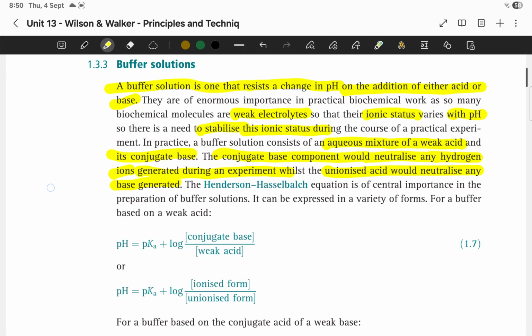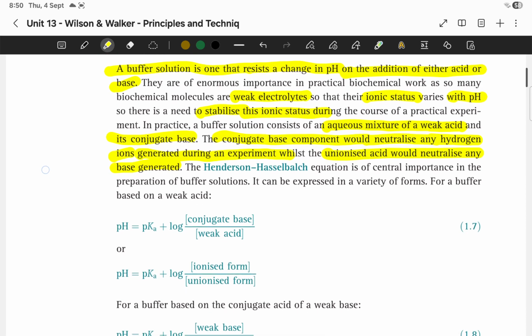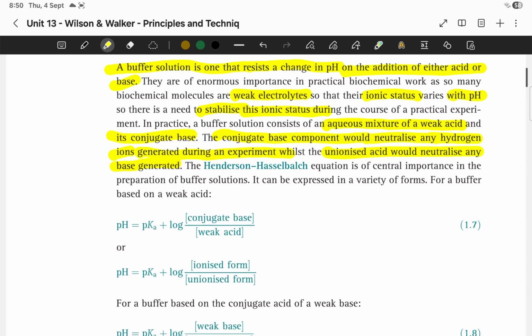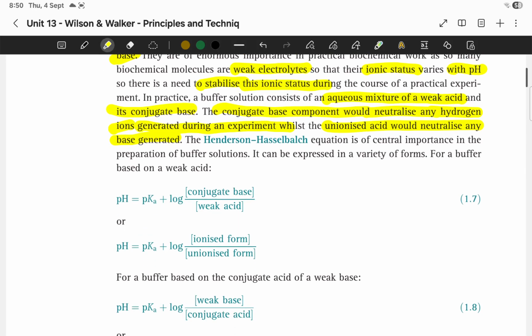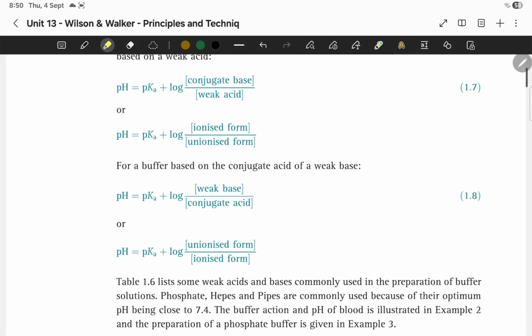It can be expressed in a variety of forms for a buffer based on a weak acid. So pH is equal to pKa plus log of conjugate base upon weak acid, or pH is equal to pKa plus log of ionized form upon unionized form for a buffer of the conjugate acid of a weak base. It is this or this.